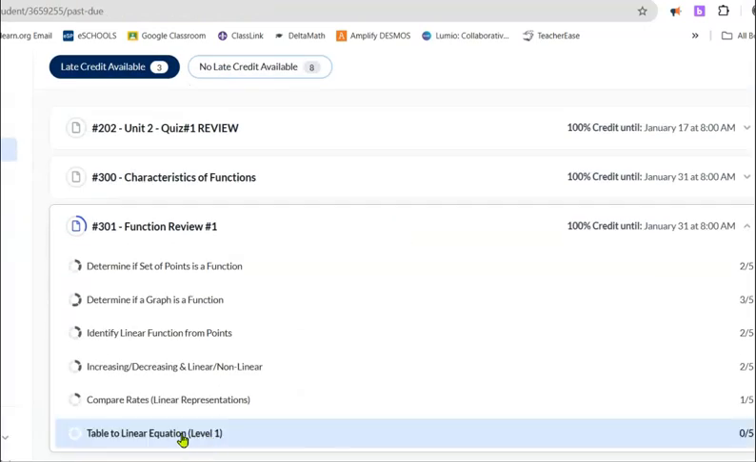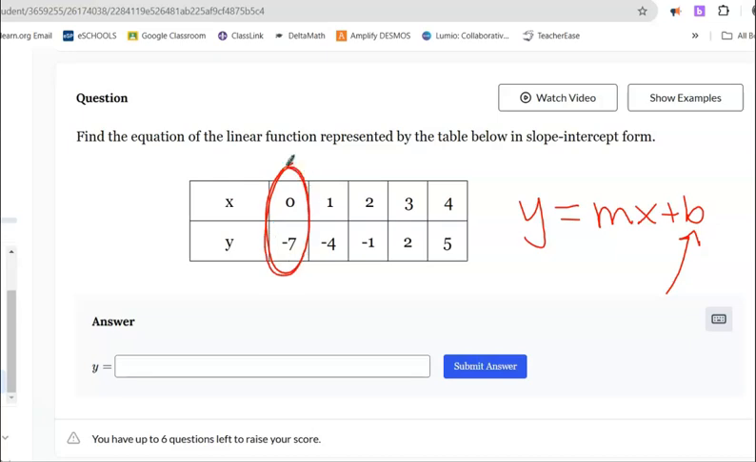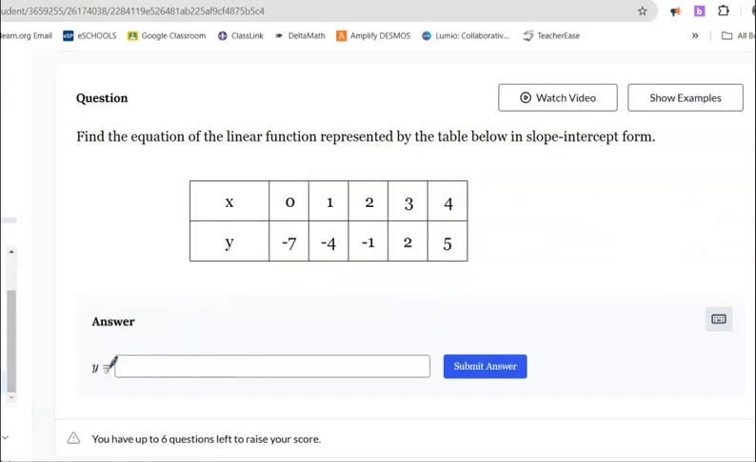The last section is writing a linear equation from a table. Well, you need 2 numbers. You need the y-intercept, which is the number when x is 0. So far, we know that we're going to end with a -7. Now we have to find our slope. That's easy enough. Find the patterns using any 2 points you want. I'm going to use these 2 points. My y looks like it's going up 3, and my x looks like it's going up 1. So that means the rate of change is 3. My equation is 3x minus 7. I type it here in the box.